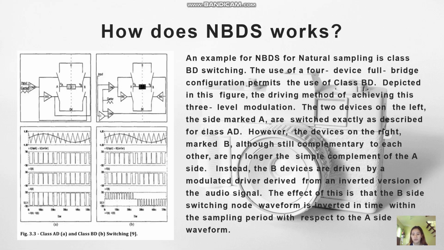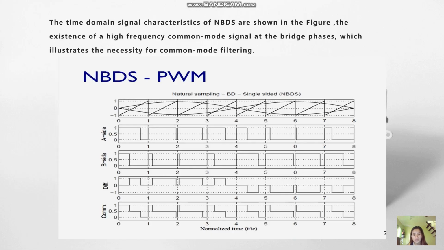Instead, the B devices are driven by a modulator driver derived from an inverted version of the audio signal. The effect of this is that the B side switching node waveform is inverted in time within the sampling period with respect to the A side waveform. Now, this is also an example provided to us by our instructor. The time domain signal characteristics of the NBDS are shown in the figure. The existence of a high frequency common mode signal, what you see here, also at the bridge phases, illustrates the necessity for common mode filtering.